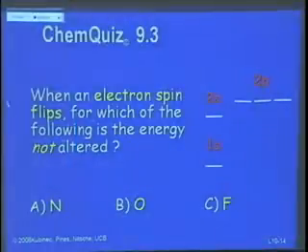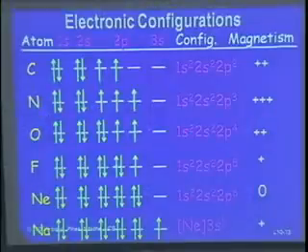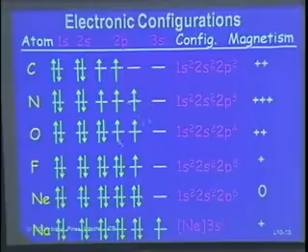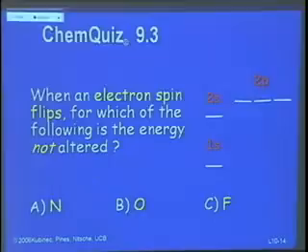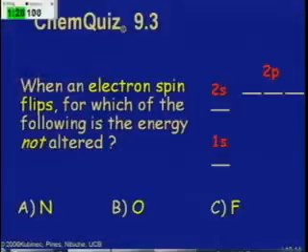Now, let me ask you. If you flip an electron, if you're all in the same spin, why don't you think about it? When an electron spin flips, for which of the following is the energy not altered? So we have nitrogen, oxygen and fluorine. If I flip this, I have a different energy situation. And if I flip this, do I have a different energy situation? That's the question. For which of the following is the energy not altered? Nitrogen, oxygen, or fluorine? Think about it.